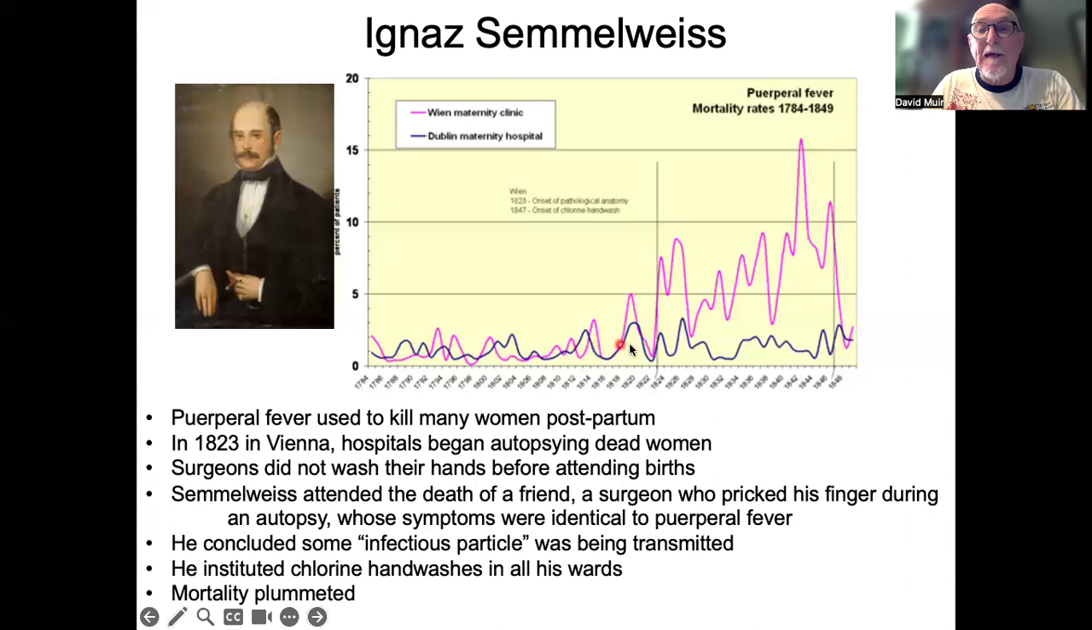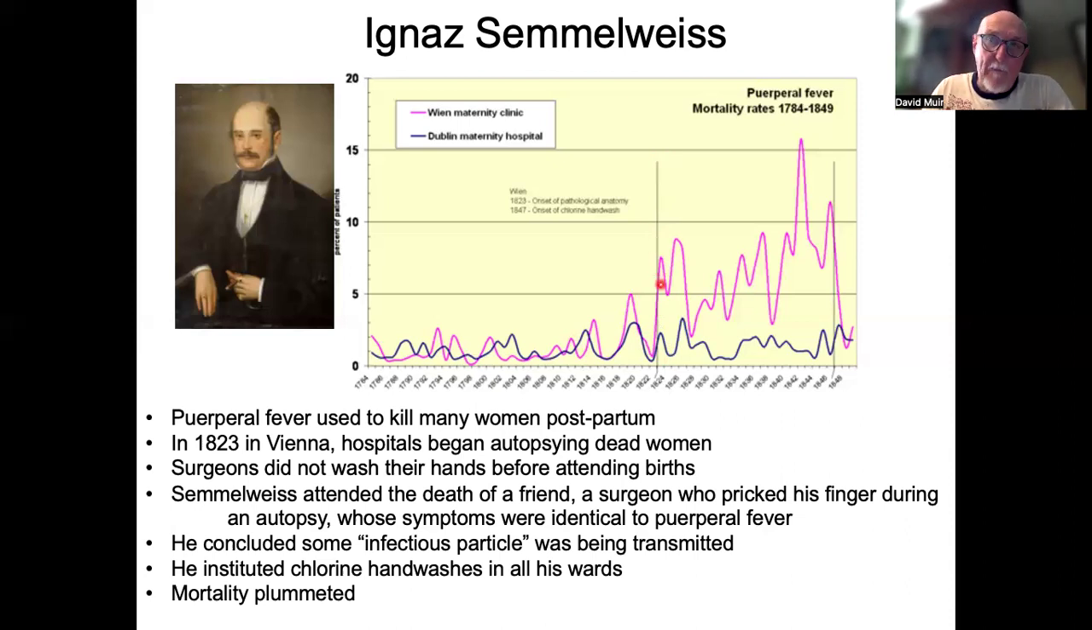This blue line here is actually a hospital in Dublin, very remote from where Semmelweis was working. But the pink line here is the hospital where Semmelweis worked. And you can see the two, Dublin and Vienna, are very, very similar. But then the hospital in Vienna did something new and different. And that was they began to autopsy women who died of puerperal sepsis. And that began here. This line here shows you the date on which that procedure started to be used.